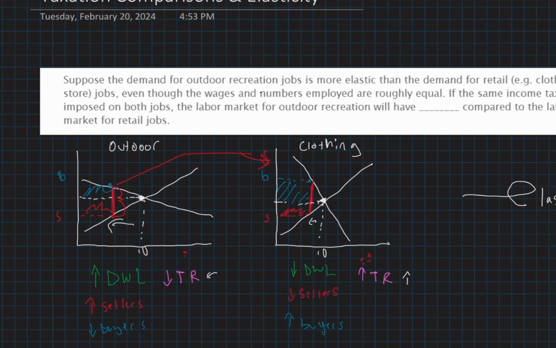So then now we know everything that we would need to know for these kinds of questions. Then we look, it says, if the same income tax is imposed on the markets, the labor market for outdoor recreation will have blank compared to the retail market for jobs. So we could say greater deadweight loss, it will affect more the sellers, less of an impact on buyers, or less tax revenue. Either one of those will work in the market for outdoor. Okay.